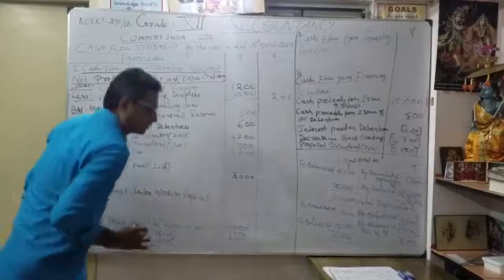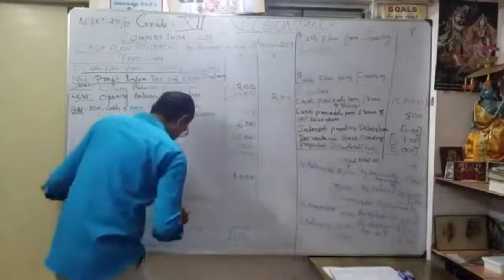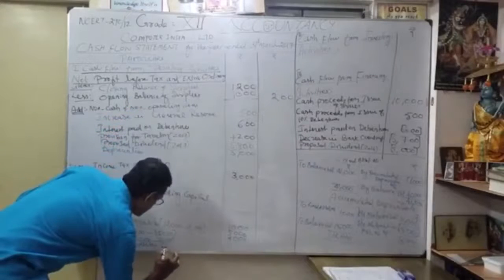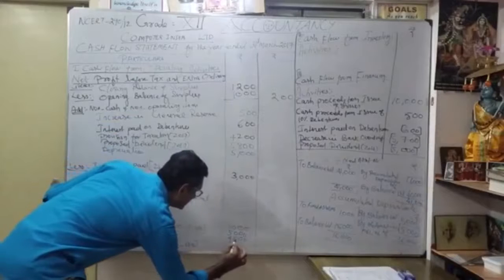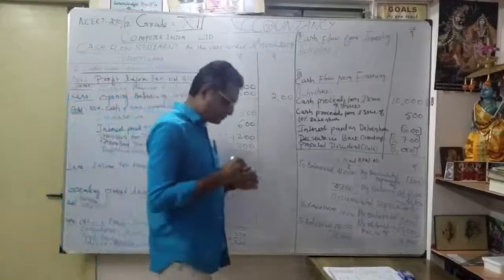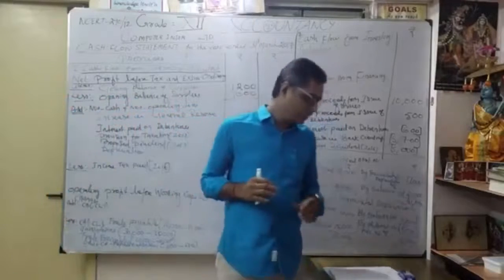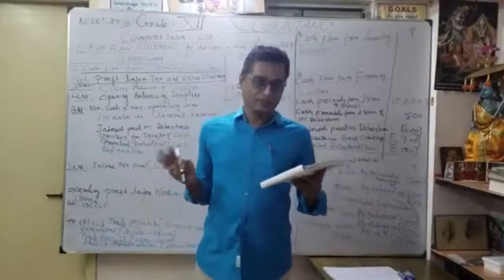Okay. So what happened? 300 became 500. So let's write it here: 500 minus 300. How much increased? 200. Understood? So totally here 200. Now, understood, for this side we have done it, current assets, everything.